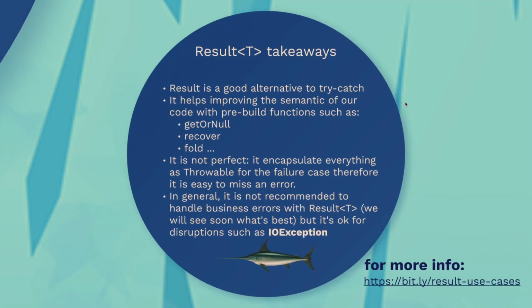My take is that result is a good alternative to try catch. It helps improving the semantic of our code with pre-built functions such as get or null, recover, and fold. But it's not perfect. It encapsulates everything as a throwable, what we just discussed. So it's easy to miss an error when you're dealing with the consumer side. So in general, I don't recommend to use results for a business error or functional error, but it's okay for disruptions like input-output errors.